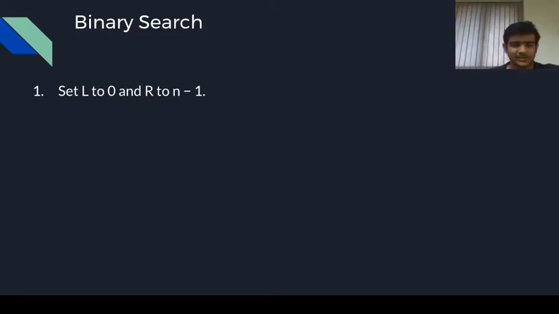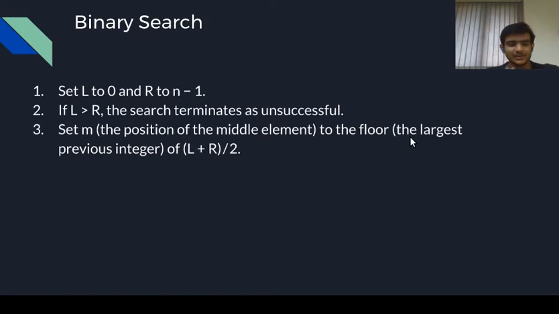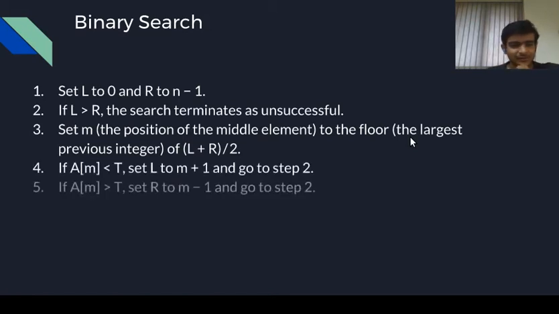Take 2 pointers, set 1 to 0 and the other to n minus 1. Actually, you know what, let's just skip this algorithm. We will come back to it, but let's first see how this algorithm works visually. Then we will be able to better understand it.